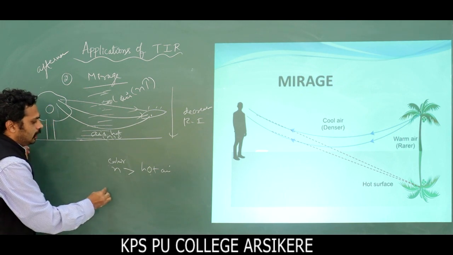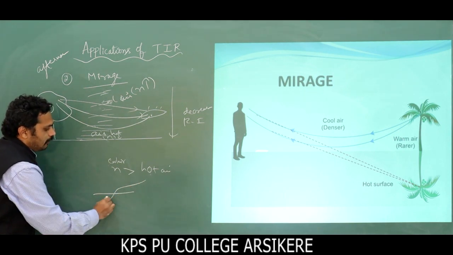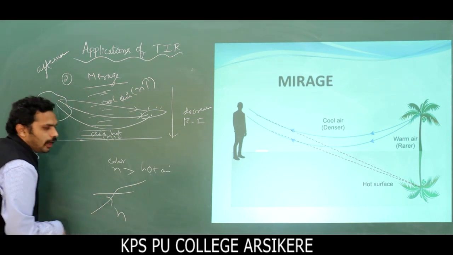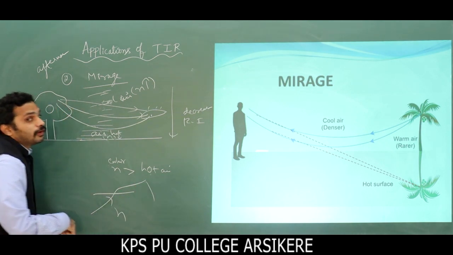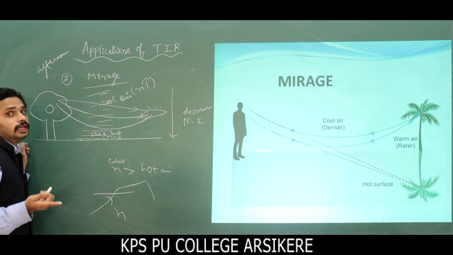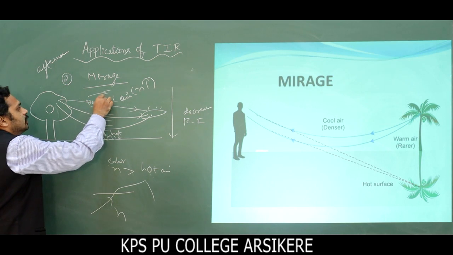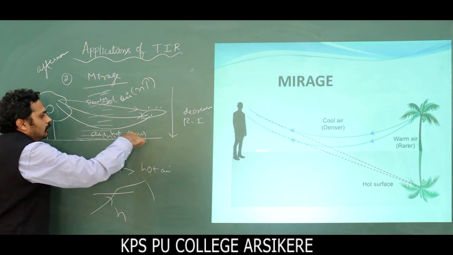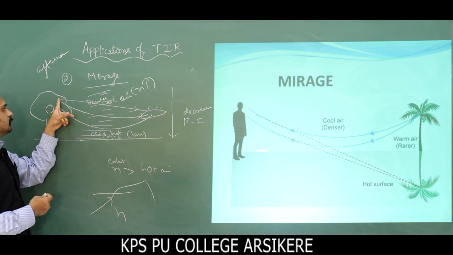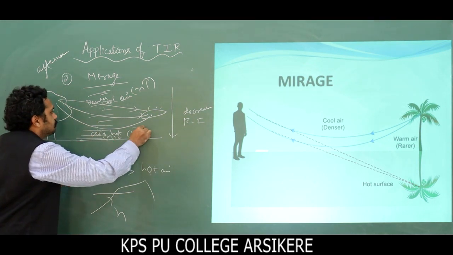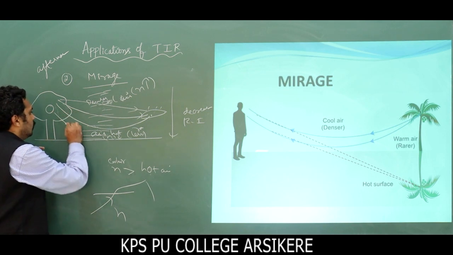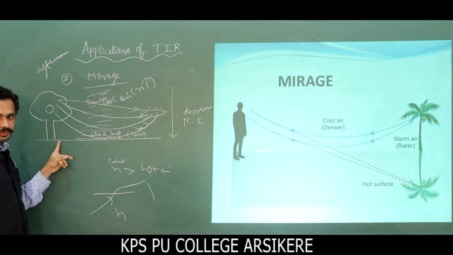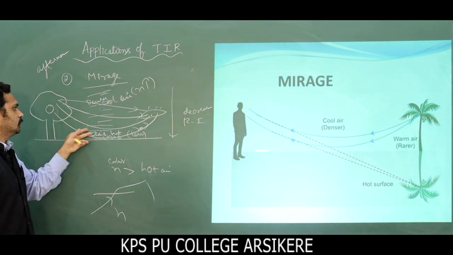That's why you know that a ray of light must travel from higher refractive index to lower refractive index, denser to rarer. Cool air is denser, warm or hot air is rarer. Know that the ray of light travels from denser to rarer, gets TIR. Know that light bends and enters the observer.